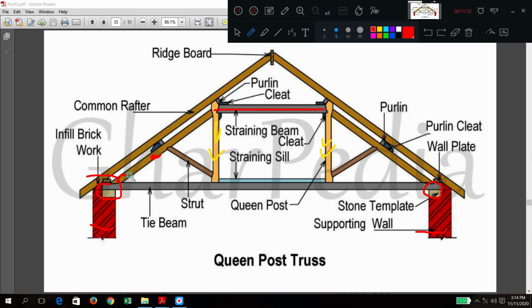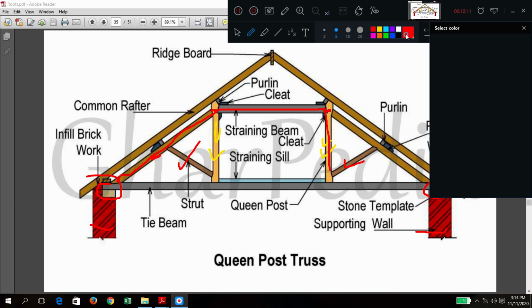The principal rafter comes from the bottom and it will end here. Where queen posts are there, it will end there itself. It will not go to the ridge plate, the ridge piece or ridge beam where the center is. In king post, it would have gone there and met there like this. But here it is not like that. Now, apart from that, what extra can you see here? Struts are there. In the previous one also struts were there. So there is not much of a difference. Only the location of the queen post is shifted, so that is why it is called queen post.